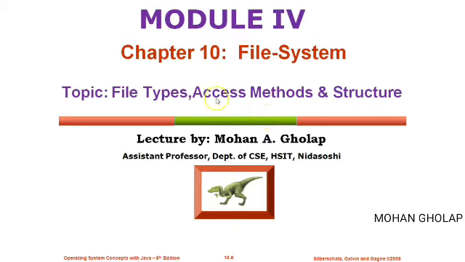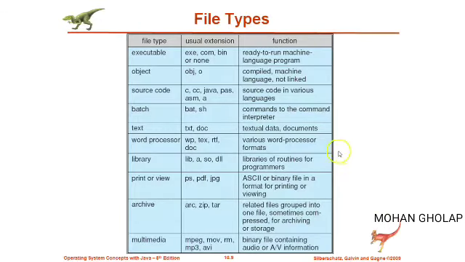So today let us continue the discussion of chapter number 10, file system, and today we are going to cover the topics, that is file types, access methods, and the structure. In the previous lecture we saw the basics of file, what exactly the file is, the different attributes of file, the operations on file, and so on. So today we'll see the different types of files.